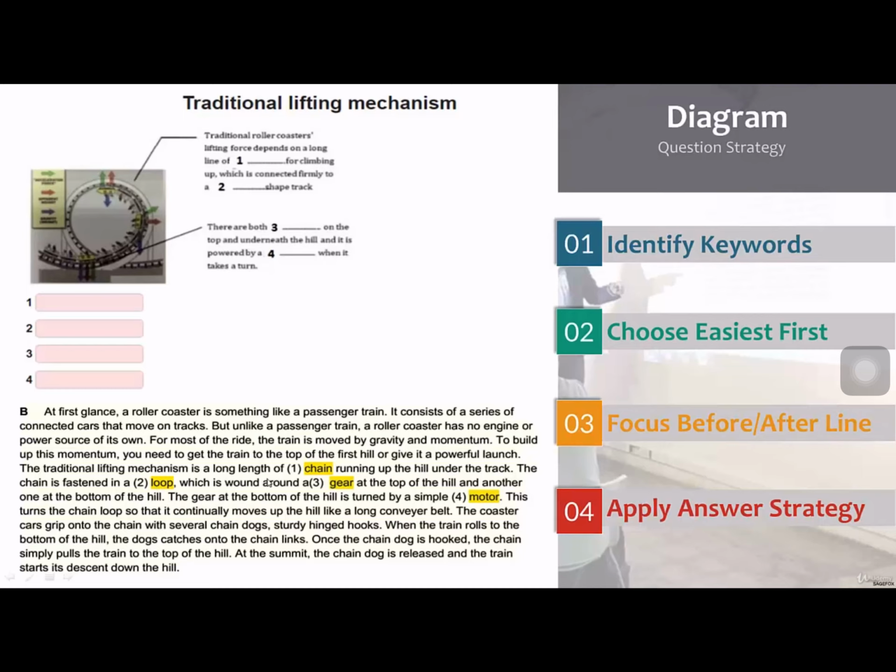And then number 3, which is wound around, that's tricky to say, huh? Which is wound around a gear at the top of the heel and another one at the bottom of the heel. So here we have both gears. Now, if you wrote gears, here's a situation. This one is interesting. If you wrote the word directly from the passage, gear, it will be correct. But grammatically, on the blank line, you can put gears. There are both gears on the top and underneath.